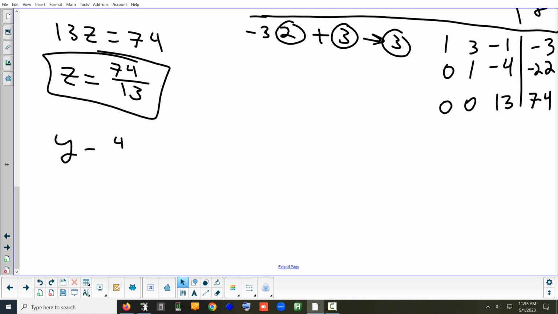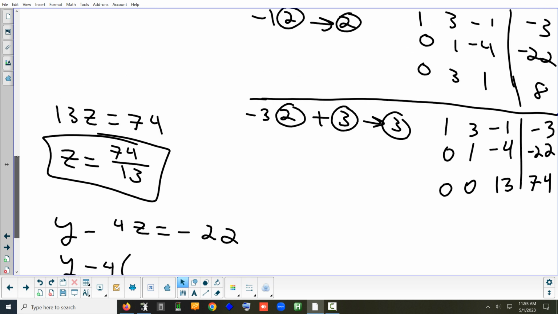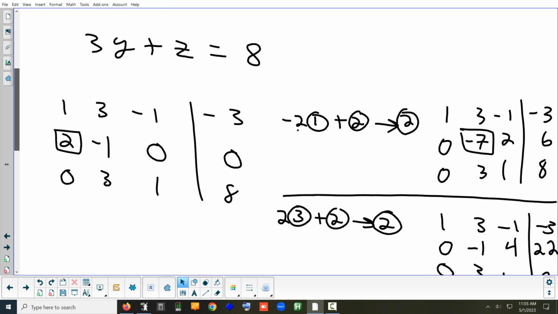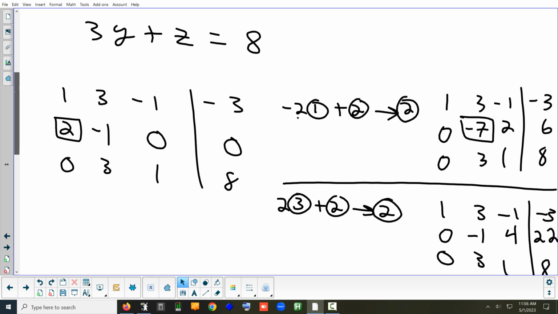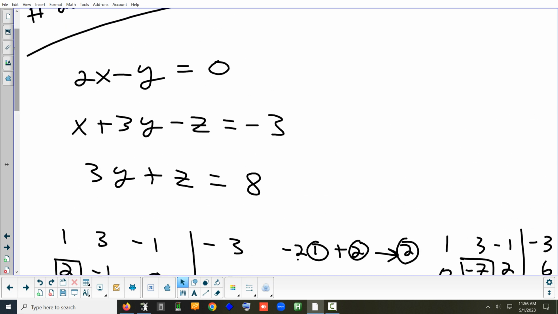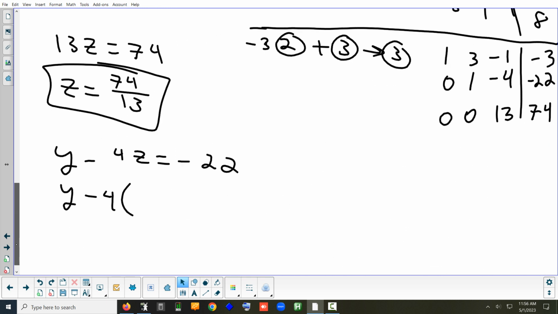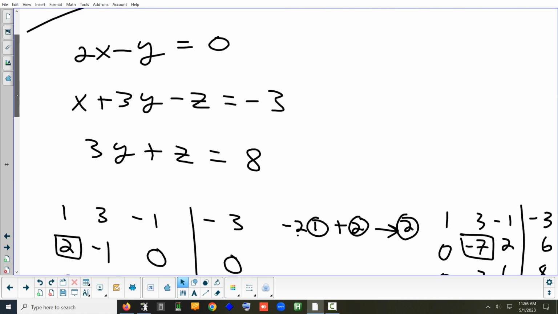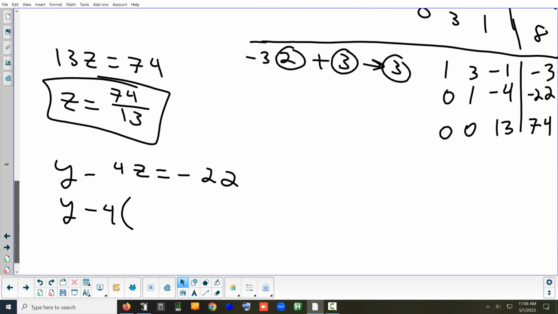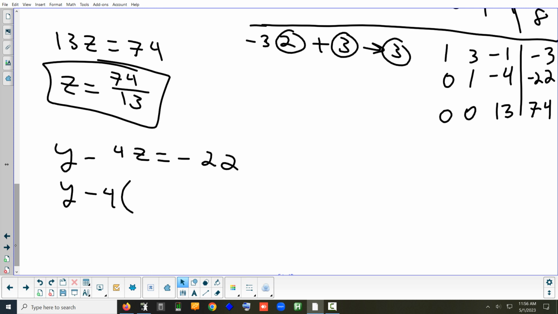That y minus 4z equals -22. So for y, would it be easier to use one of our starting equations instead? Is the bottom one any easier? Well, we're trying to solve for y. The third one is 3y plus z equals 8. It's very similar. We got these fractions, and we're just going to use a calculator anyway, so it's probably about the same.